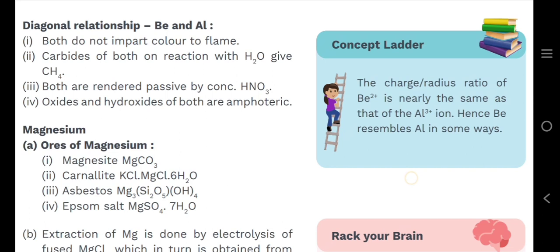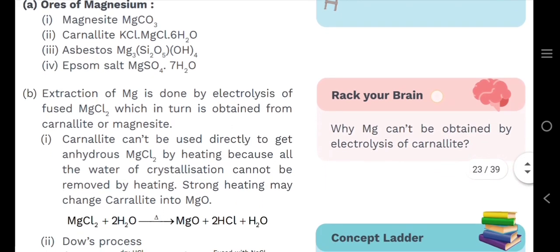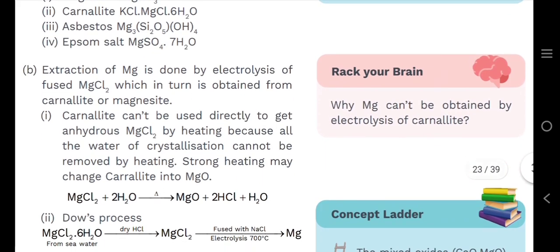Magnesium. Ores of magnesium: magnesite, MgCO3, and carnallite, KCl.MgCl2.6H2O. Extraction of Mg is done by electrolysis of fused MgCl2, which in turn is obtained from carnallite and magnesite.